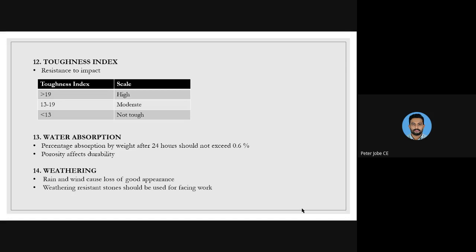Next is weathering. Rain and wind cause a loss of good appearance, and weathering resistant stone should be used for facing works. For all the facing works where we can directly see the walls or materials, the good appearance should not be affected by rain and wind, and hence weathering resistant stones should be used for such architectural or aesthetic purposes.